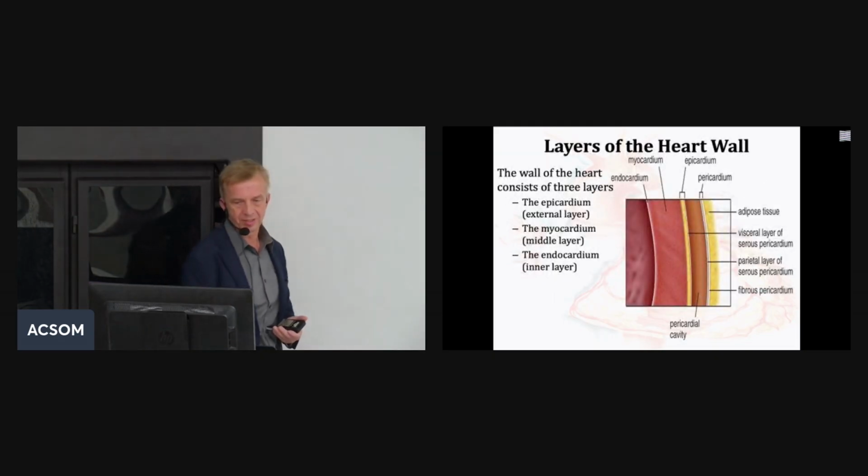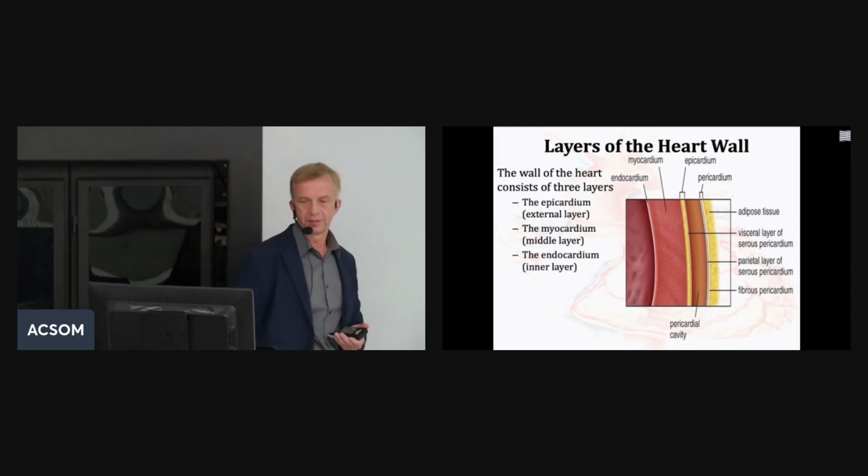Again, this is a slice of the layers of the heart wall. We didn't talk about the outer layer, which is the adipose tissue. There is fat on top of the heart, and then there is a fibrous pericardium, and then the serous, which is the parietal and visceral and pericardial cavity.